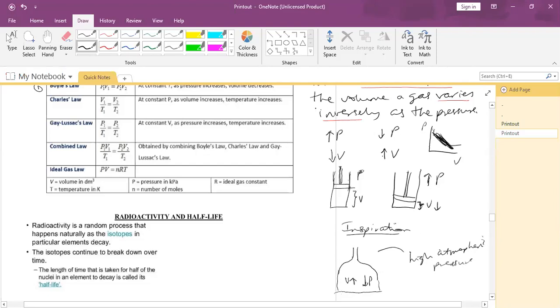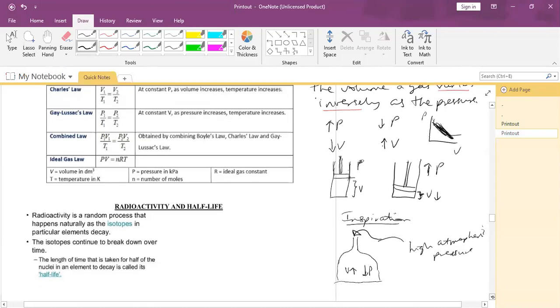Right, it's higher than the thoracic. So what happened? The air will rush in. And that's what happens during inspiration. Because the pressure inside is low, and gas will always move from high pressure to low pressure.